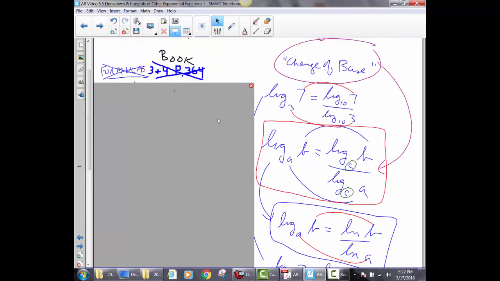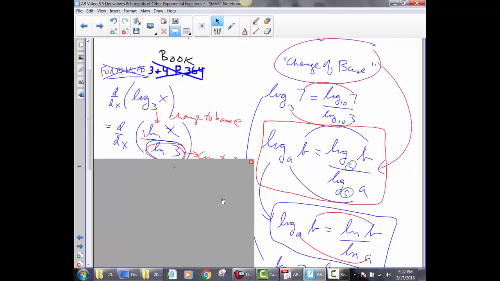Okay? So rather than memorizing that weird thing, when I see that they're asking for the derivative of log base 3 of x, right away I just change it to base e. It's very simple to do. It's ln of the top number, which is x, divided by ln of the bottom number, which is 3. So you have ln of x over ln of 3.